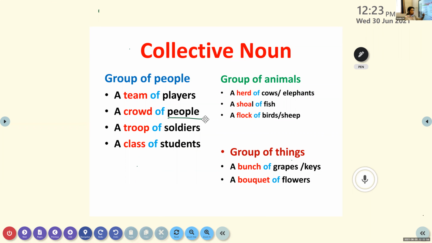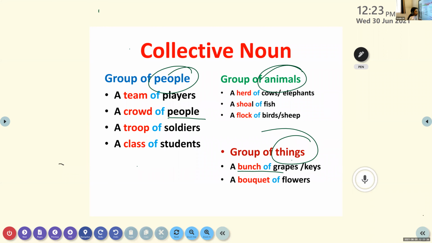And the collective noun used for a group of birds as well as for sheep is the same, that is a flock of birds and a flock of sheep. Clear to all of you? Now I told you about a group of things. I told you a collective noun is a group of people, group of animals, and group of things. Haven't I told you? Each group is considered as one whole or single unit.